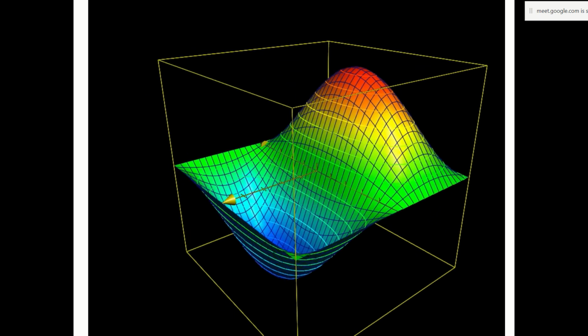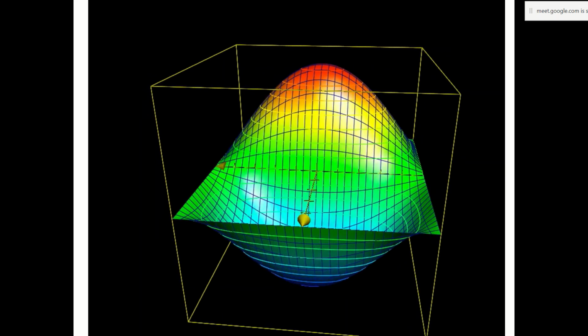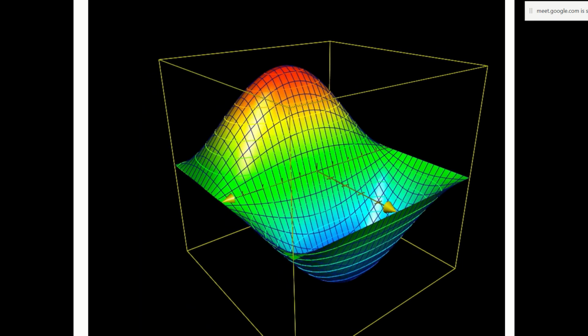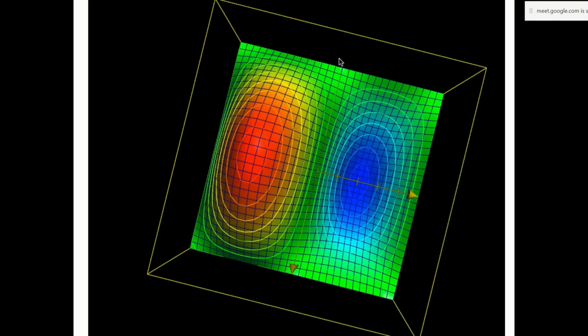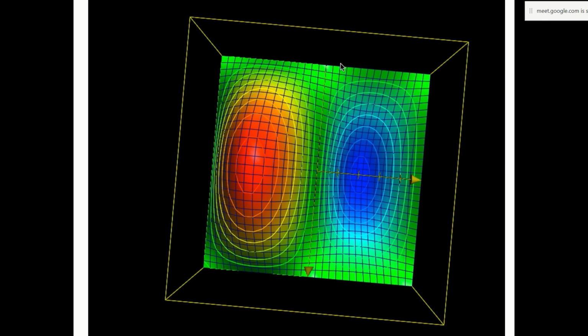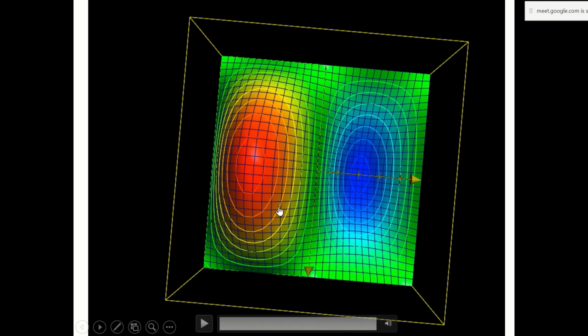So this is for a particle in a two-dimensional box with n1 equal to 2, n2 equal to 1, or vice versa. The blue color means it is going down. So this is what we draw, and the plus and minus signs are indicated in this manner.